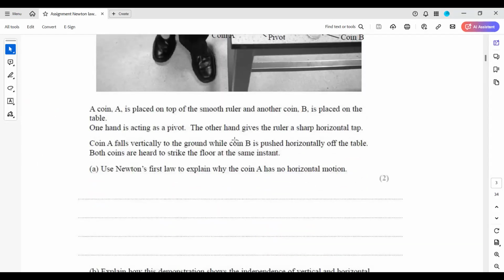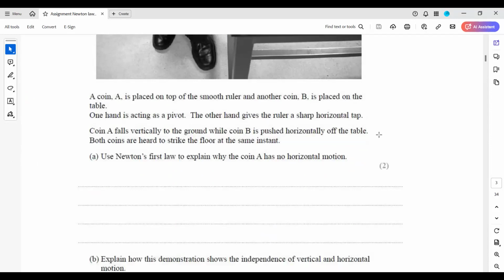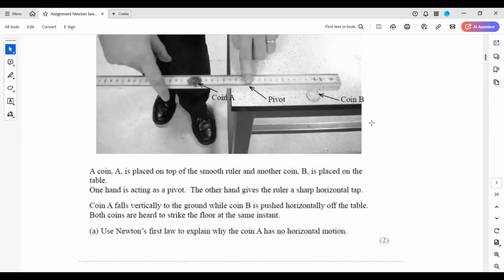Use Newton's first law to explain why coin A has no horizontal motion. Why coin A? This coin has no horizontal motion; it just moves downward towards the ground. What could be the reason for that?